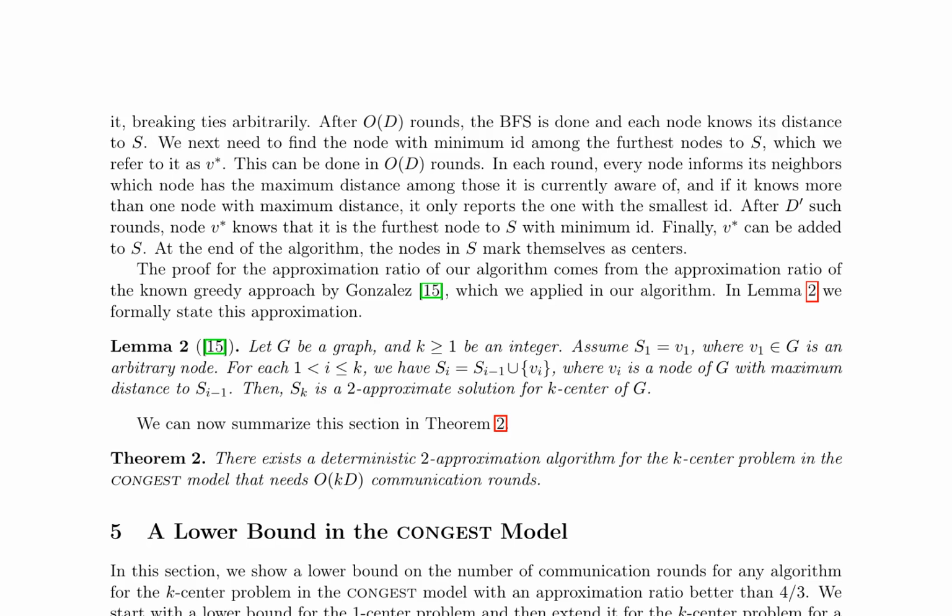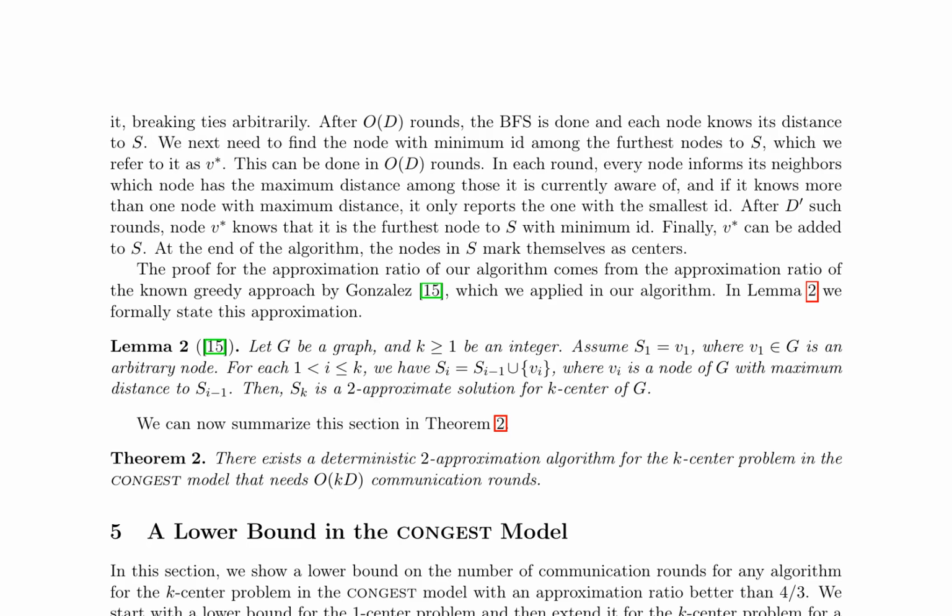The authors present a deterministic two-approximation algorithm for the k-center problem in the CONGEST model, requiring O(kD) communication rounds, building upon the known greedy approach by Gonzalez. A lower bound on communication rounds for any algorithm with an approximation ratio better than 4/3 is established, using a graph construction similar to that of Abboud et al.